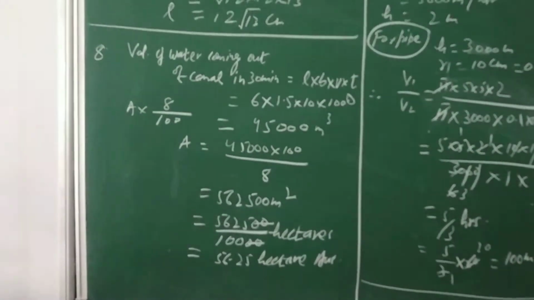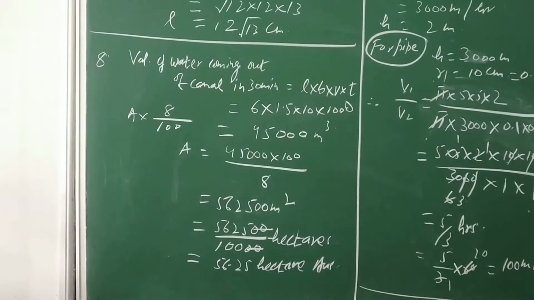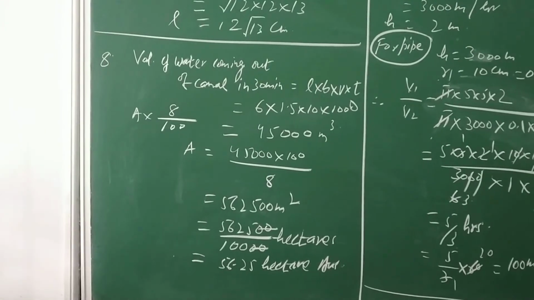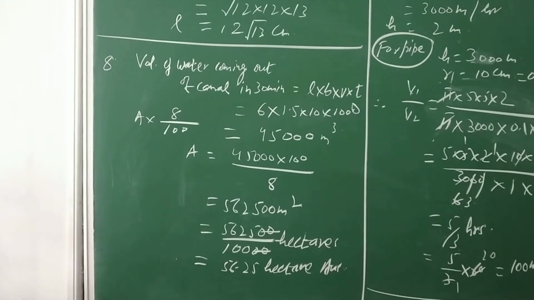Then your question number 8 is, water in a canal 6 meter wide and 1.5 meter deep is flowing with a speed of 10 km per hour.